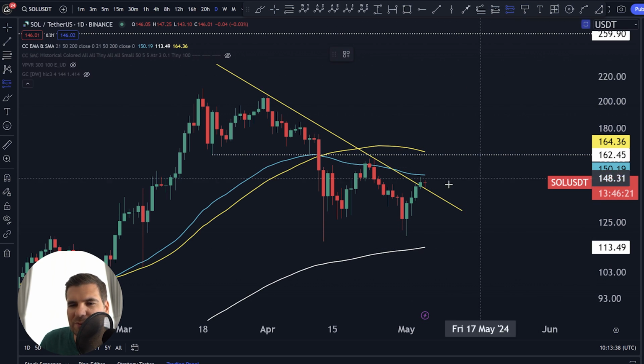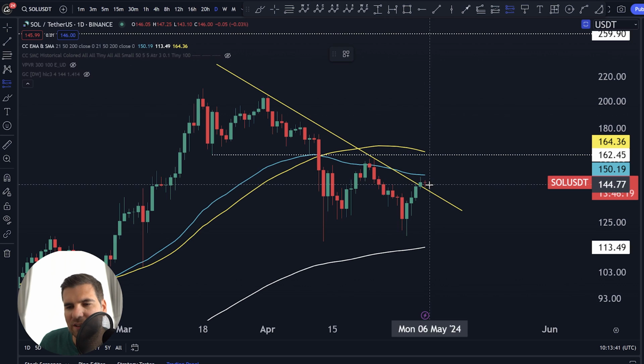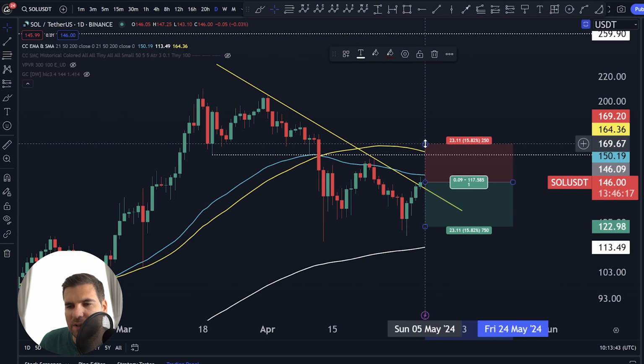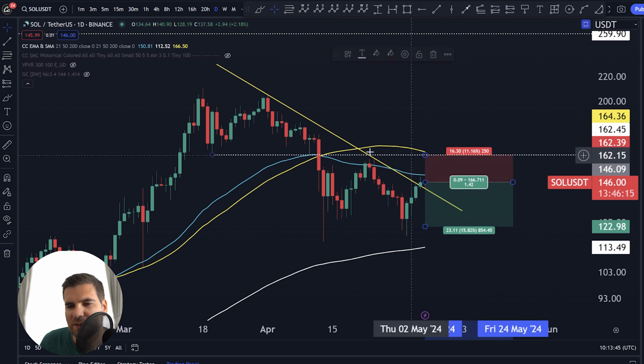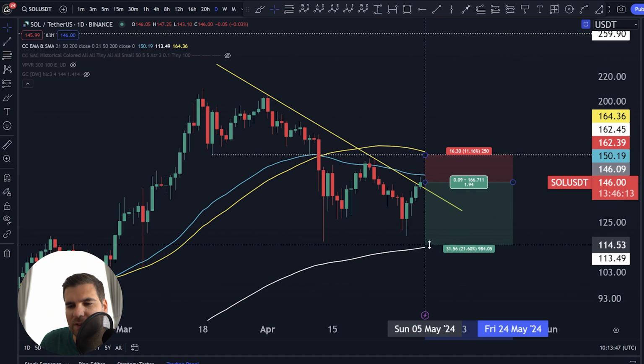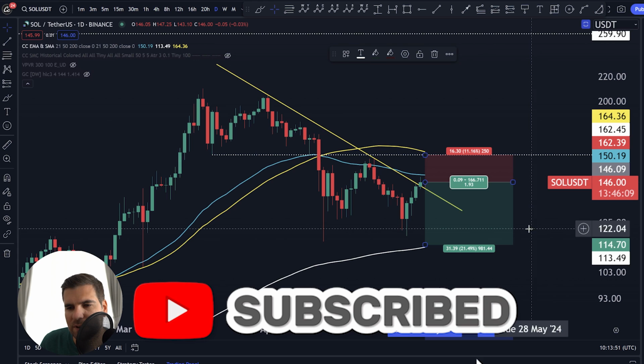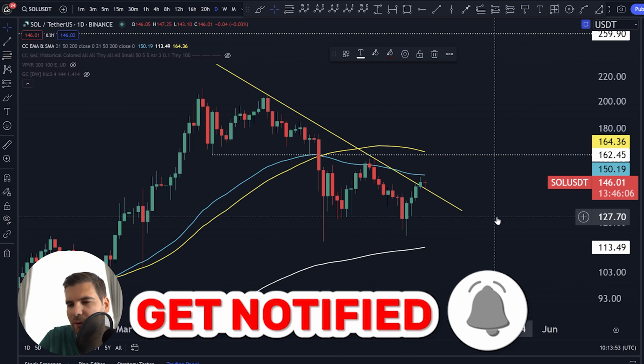Alternatively, and probably my preferred option here, would be to look at this as a short position with the stop loss just above the previous swing high and take profit down towards the 200 EMA. Again, risk reward ratio about 1.93 and would be probably my preferred option.